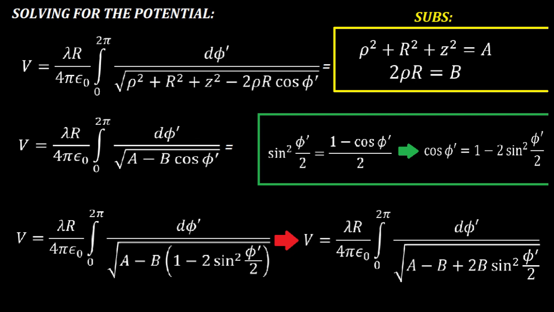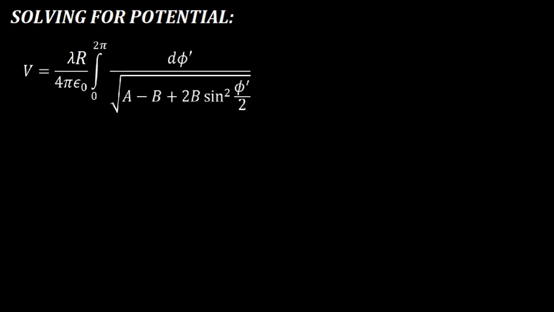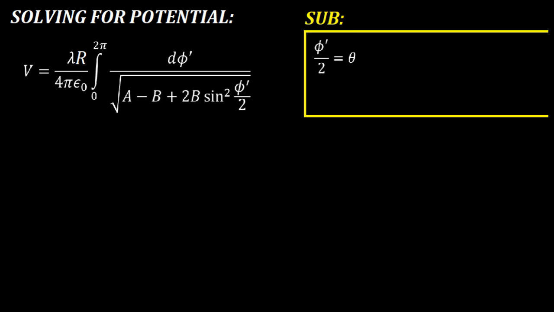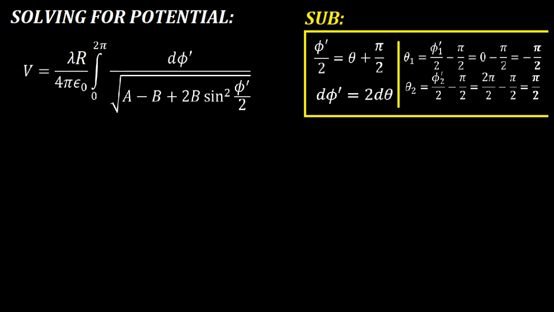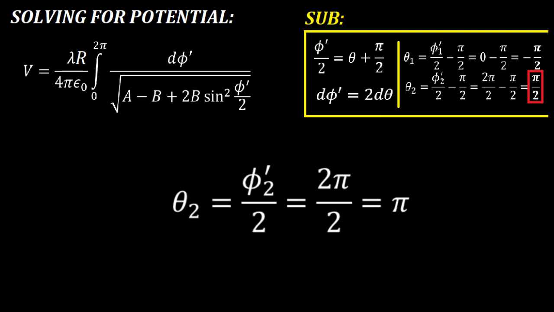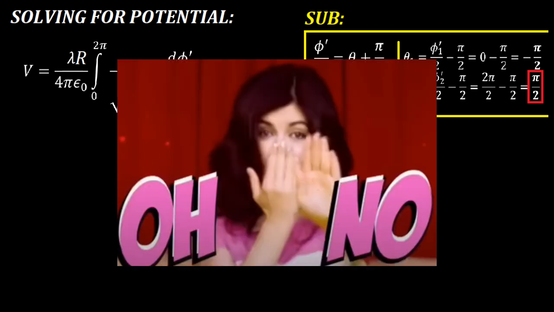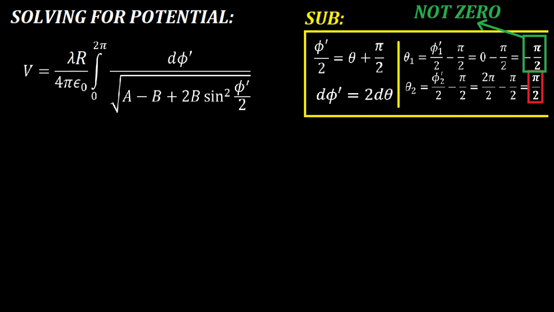We got just a little closer, but we still have a half angle as an argument and different limits of integration. We can remedy this by substituting phi prime over 2 with theta plus pi over 2. Why that pi over 2 part? Let's find out. d phi prime will be equal to 2 d theta. The limits will change from 0 to 2 pi to minus pi over 2 to pi over 2. Hey, we have pi over 2 as an upper limit. If we just subbed it for theta, we would have gotten pi as an upper limit. But oh no, there's no longer 0 in the lower limit.